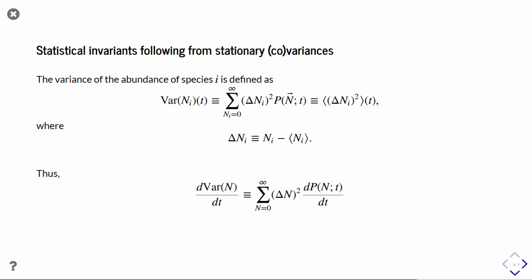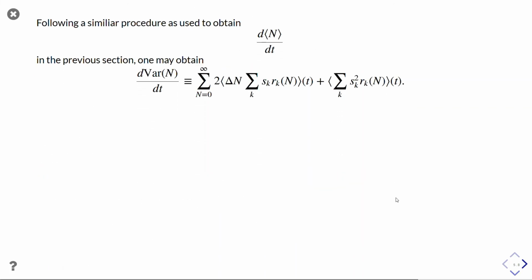Similar to how we wrote down a differential equation for the average abundance before, we now write down a differential equation for the variance. And again, I'm going to work with the one-dimensional master equation for right now, and we'll discuss generalizations to the n-dimensional case afterwards. Following a very similar procedure to how we obtained an expression for the time derivative of the average abundance in the one-dimensional case, one may determine a differential equation for the variance of the abundance, and it turns out to have this form.